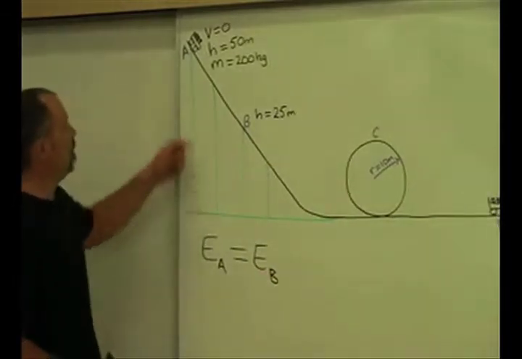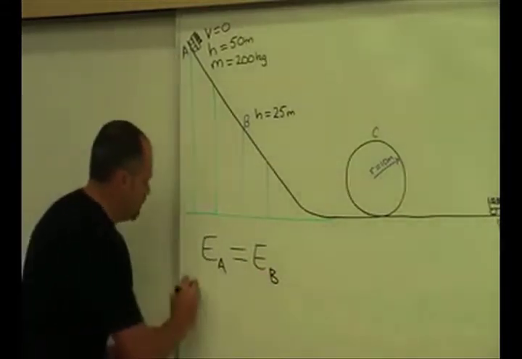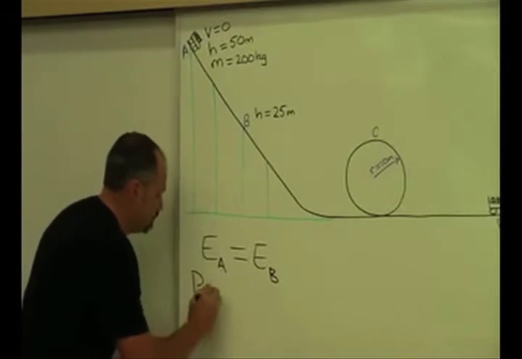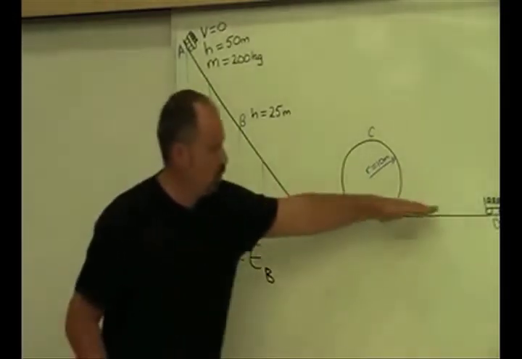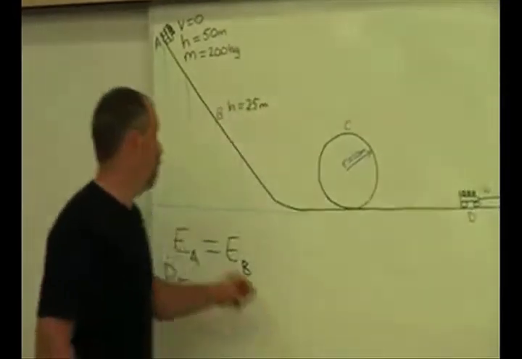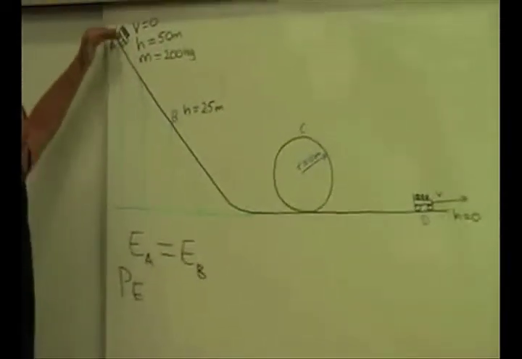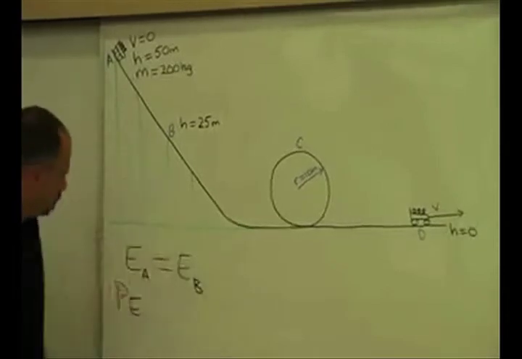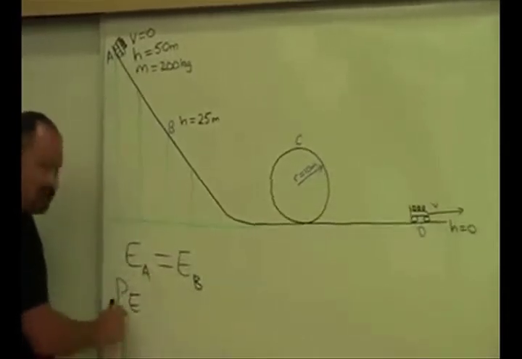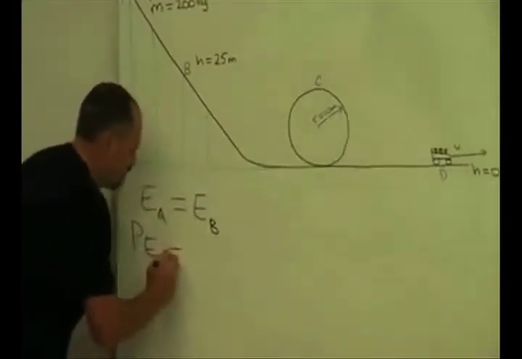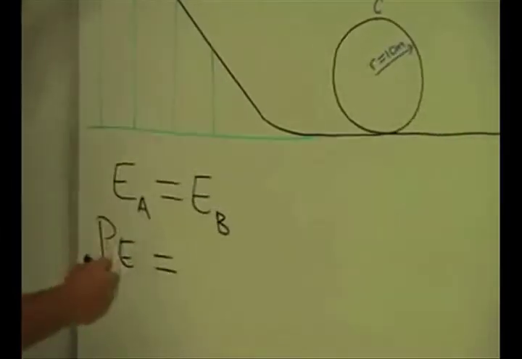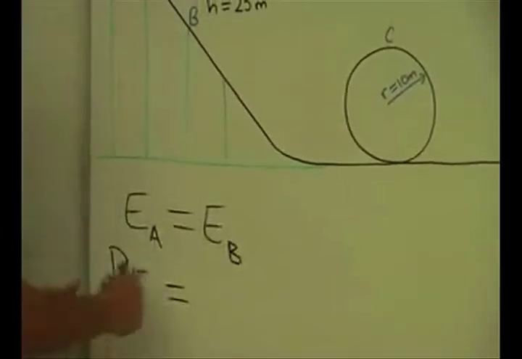Well, at point A, what types of energy do we have? Well, we definitely have potential energy. We've put the bottom of the roller coaster as our h equals 0 point, and here we have h equals 50 meters. So the roller coaster starts off 50 meters above the low point. And so that gives us potential energy of gravity. And then there is no kinetic energy because it's not moving. So let's go to the other side.